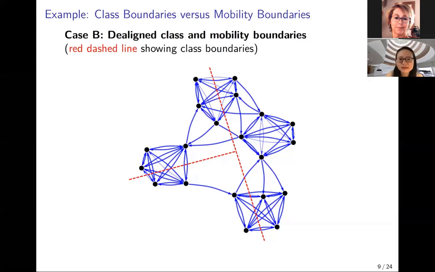So with this example, we're just trying to make a case for why, in addition to the existing class schemes, we could also think about a way to uncover the mobility boundaries. And then we're going to compare that to class boundaries.